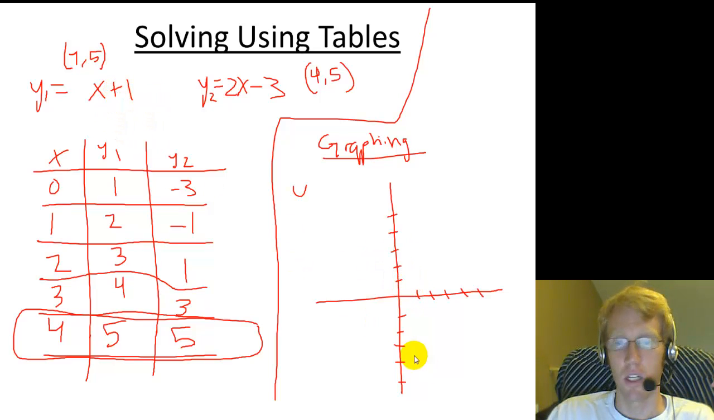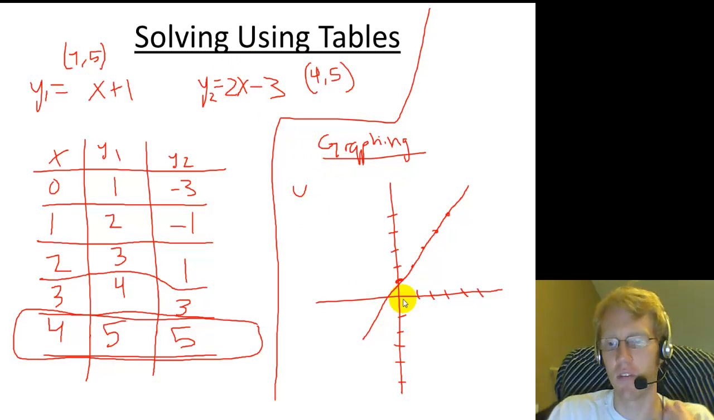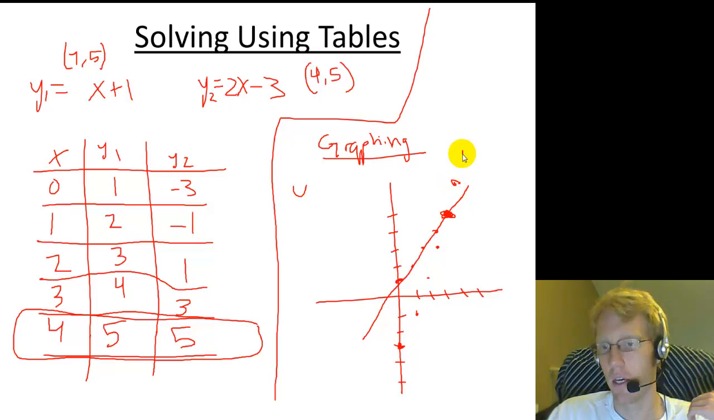So we go, the slope is 1, intercept is 1, so we start at 1, we go over 1, up 1, over 1, up 1, over 1, up 1, over 1, up 1, like that. We graph this line in here. And then this one has the intercept of -3, so we start here. We go up 2 over 1, up 2 over 1, up 2 over 1, up 2 over 1. That's the point where we cross, so I'll make it nice and big. Up 2 over 1.